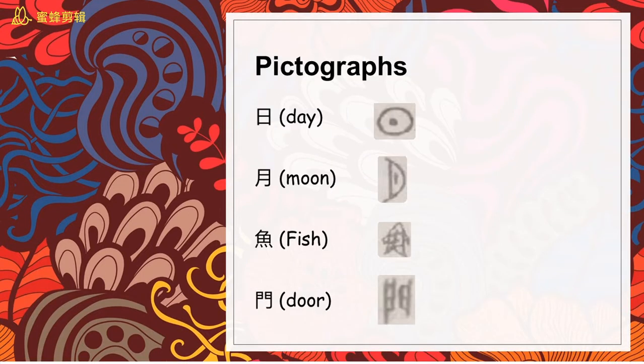Pictographs. In this creation with a single component, lines or strokes are used to draw the characteristics of a thing. For example, the Chinese character 日, which means day, is like a circle with a little bit in the middle. The Chinese character 月, which means moon, is like the shape of a bright moon. The Chinese character 鱼, which means fish, is a fish that has a head, a body, and a tail. The Chinese character 门, door, is the shape of the left and right doors.